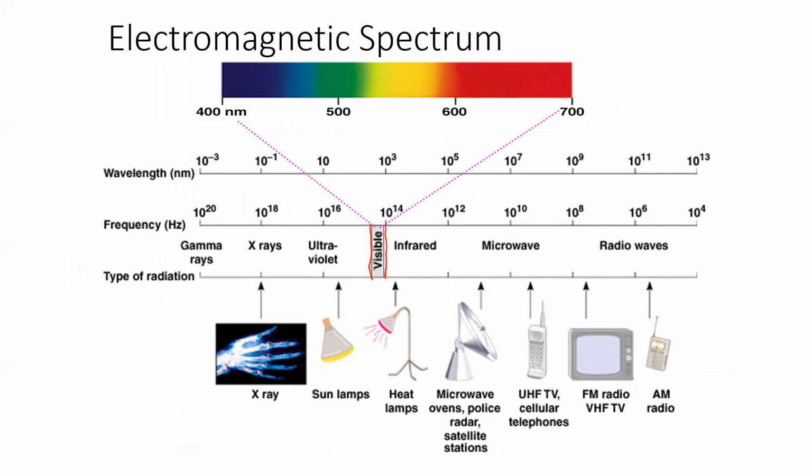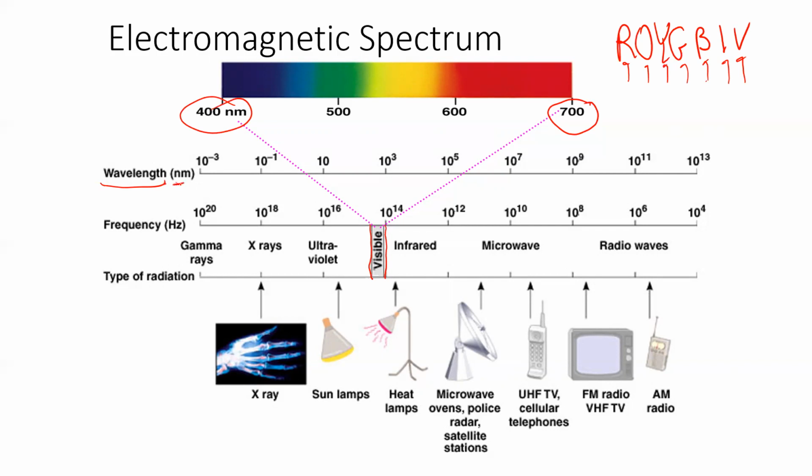Now, a way you can remember the visible light region is the acronym Roy G. Biv. It's what we see in a rainbow. We have red, orange, yellow, green, blue, indigo, and violet. And what we notice is the red light is longer and the violet is shorter. In terms of wavelength, here they have nanometers. This is roughly 700 nanometers, this is 400.